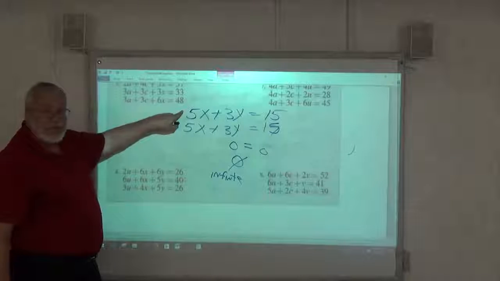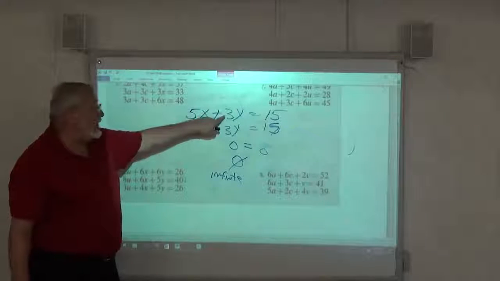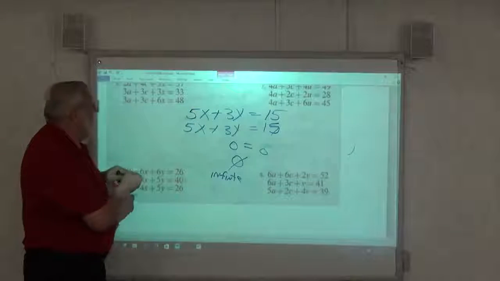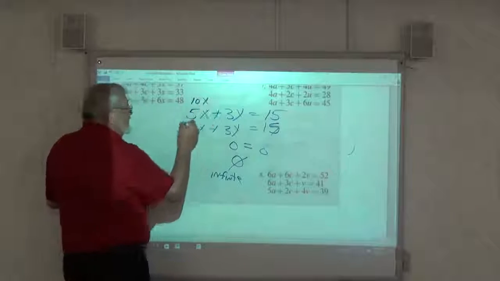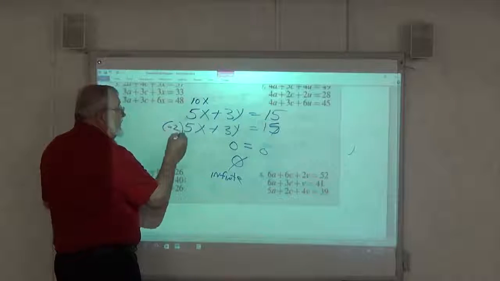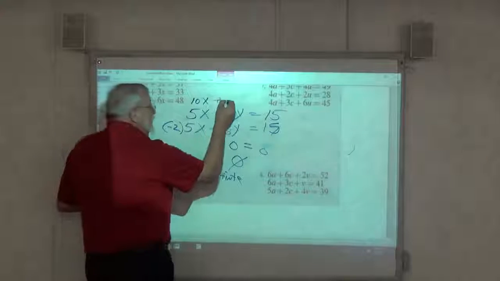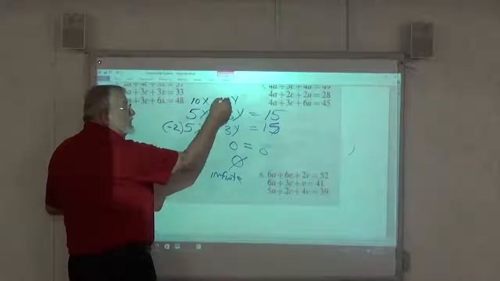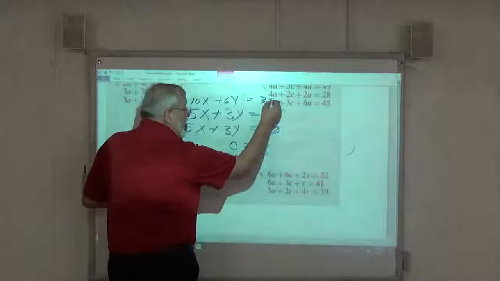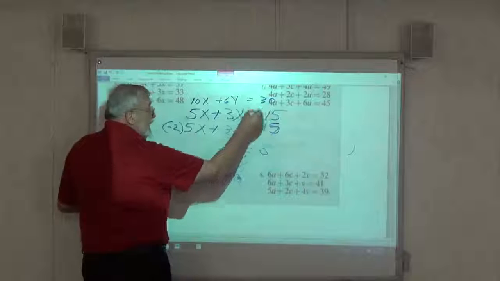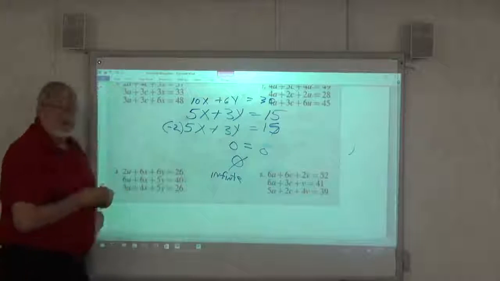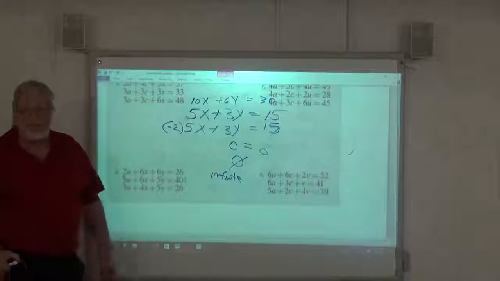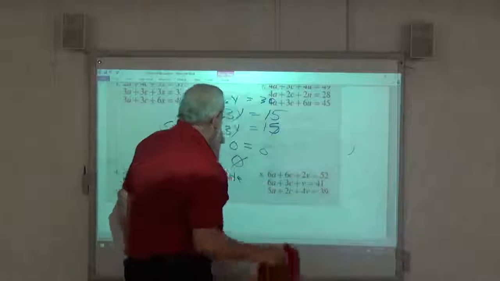And so if I multiplied this by 2 and had 10x, 6y, and 30, then to be able to get this, I'd have to multiply by negative 2, right? This was plus 6y. Negative 2 times 3 is negative 6, and then this equals 30, and negative 2 times 15 is negative 30. You'd end up with 0 equals 0. So when these lines are multiples of each other, they lie on top of each other, and then you have an infinite number of solutions. Okay?